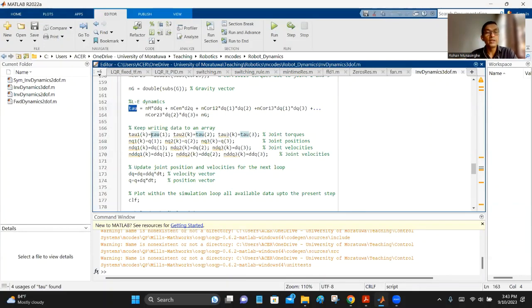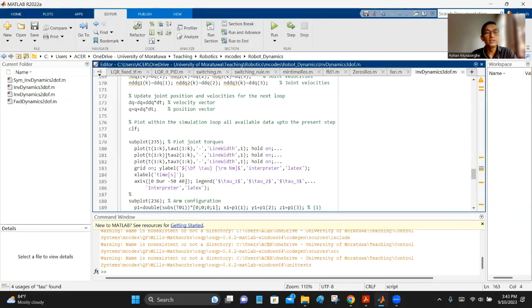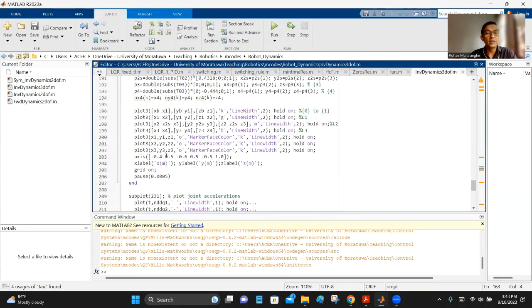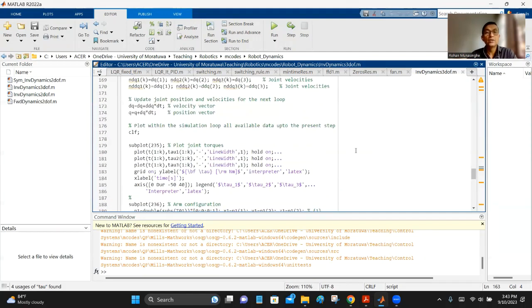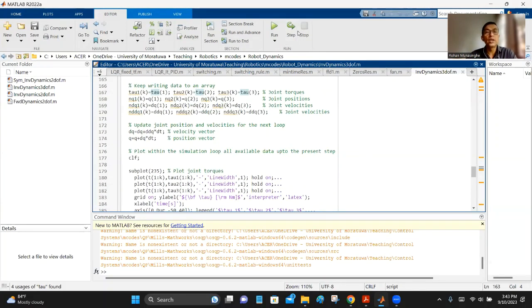And then I keep writing the data to data files. So yeah, and that is basically plotting. So let us run this code and see. So I'm going to run this code now.